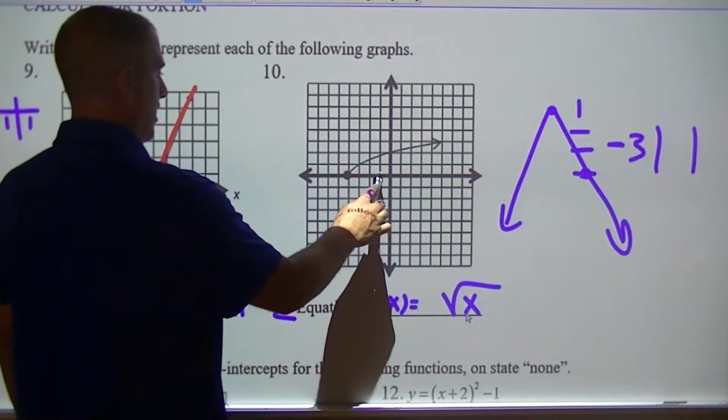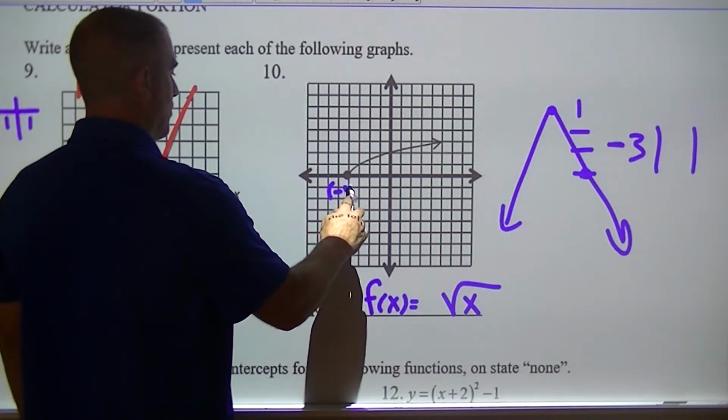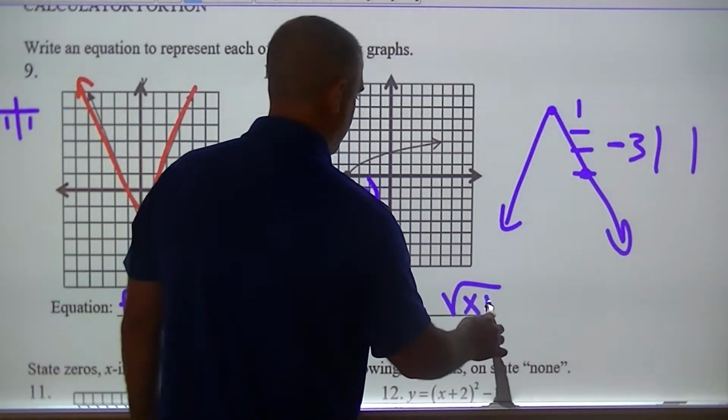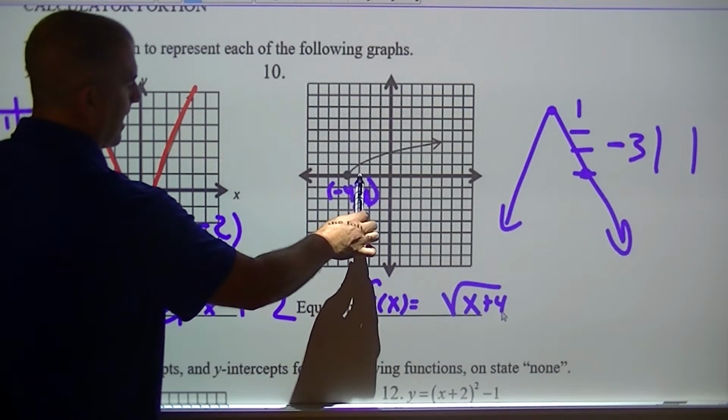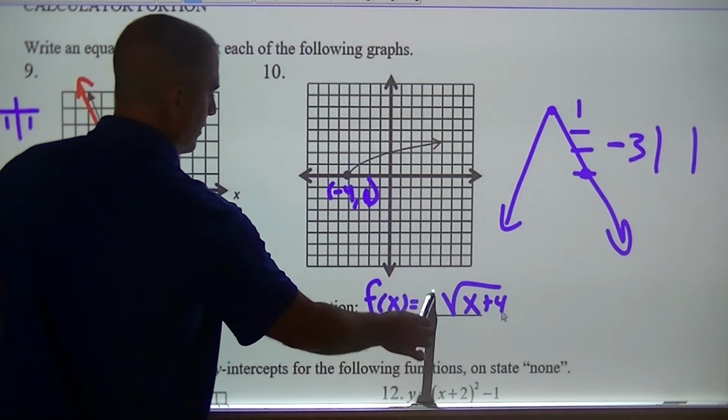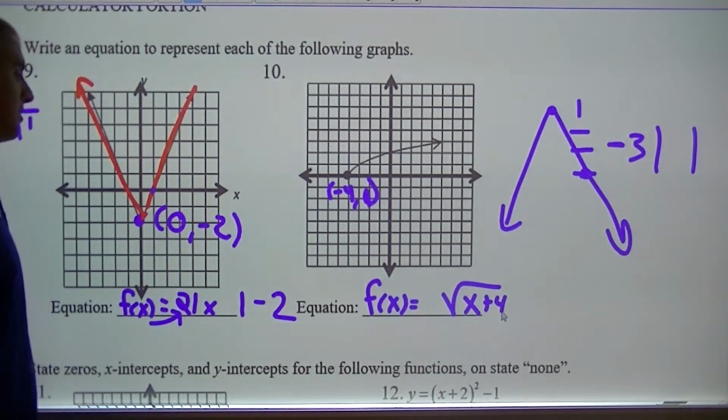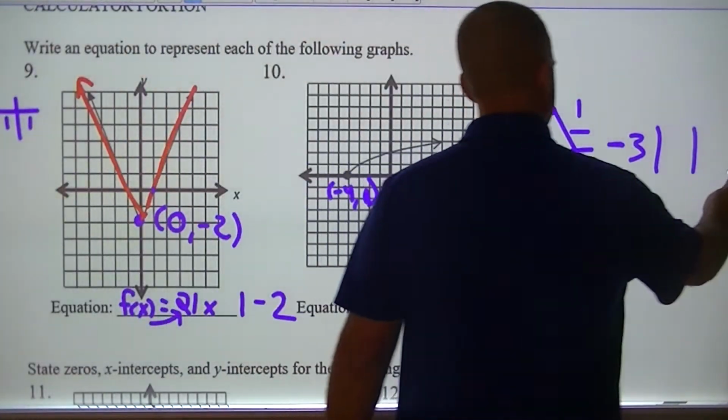Okay? Now I got 1, 2, 3, 4. That's -4, 0. So this would be x plus 4 on the inside, nothing on the outside. Now, if I go 1 to the right from my anchor, it only is a 1 up. So you could put a 1 there, or you could just leave it. Okay? Moving on.